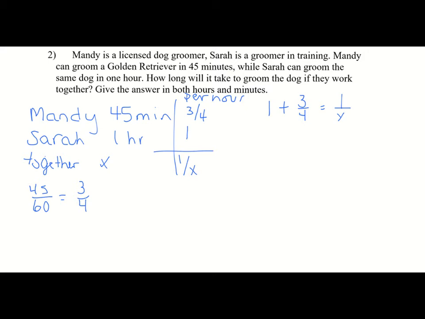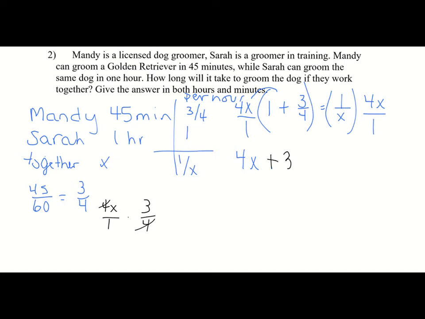We want to get rid of our denominators, so my LCD is going to be 4x. So if we distribute here, 4x times 1 gives me 4x. Then 4x over 1 times 3 over 4. My 4's cancel out, and it gives me 3x here. And then equals, my x's cancel out, so it equals a 4. So 4x plus 3x will make it 7x equals 4, and we'll divide by 7. So x equals 4/7 of an hour.